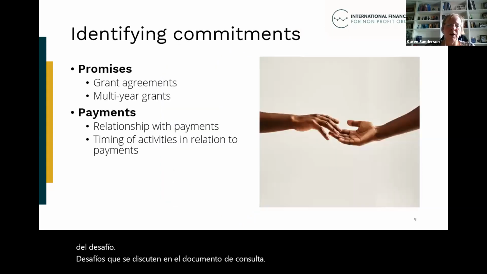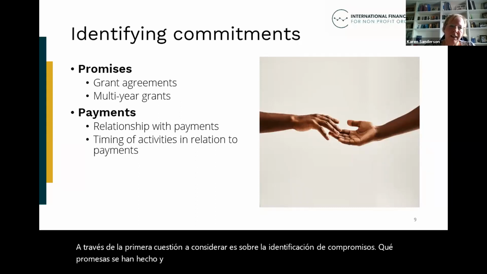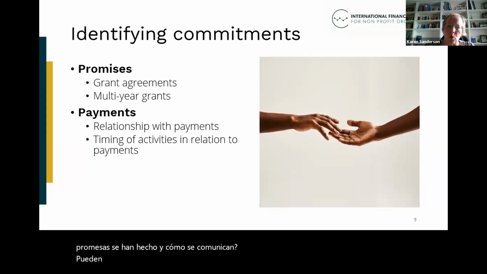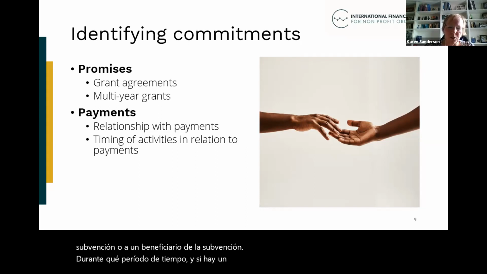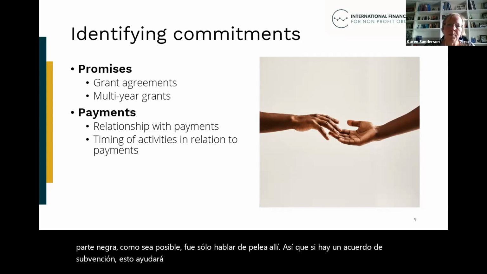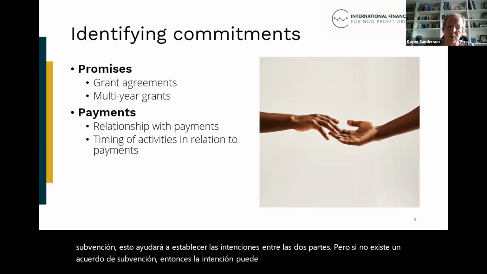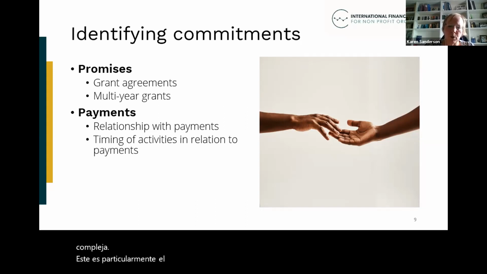So the first issue to consider is about the identification of commitments. What promises have been made and how are these communicated? Difficulties can arise because it's not always clear what has been promised by a grantor to a grant recipient, over what period of time, and whether there is an arrangement that binds the grantor, a bit like Prosper was just talking about there. So if there is a grant agreement, this will help set out the intentions between the two parties. But if a grant agreement doesn't exist, then the intention may be less clear and potentially make the situation more complex. This is particularly the case if grants are awarded over multiple financial reporting periods.